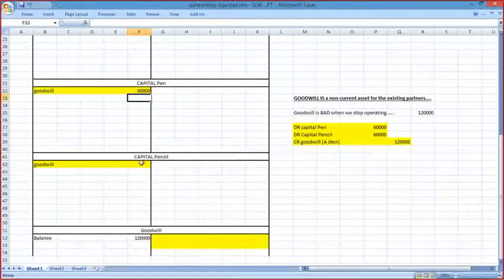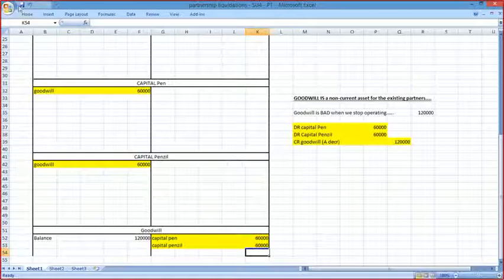$60 for that partner, $60 for this one. Yes. Capital pen, capital pencil. Happy? Happy. Good. All right, so next, read the next account for us.